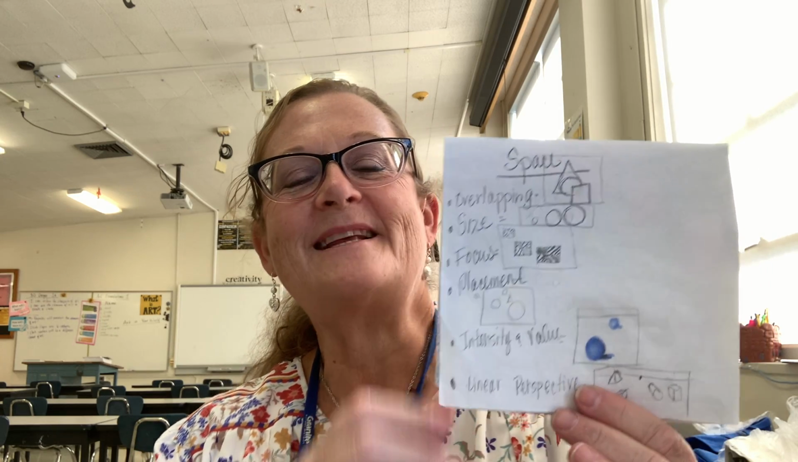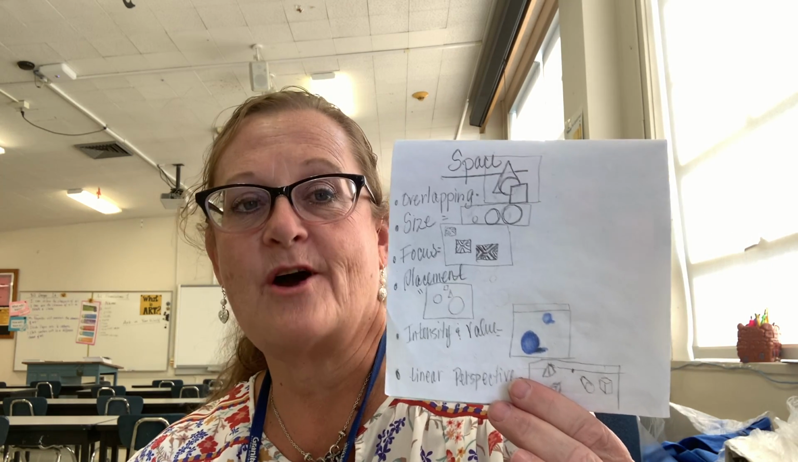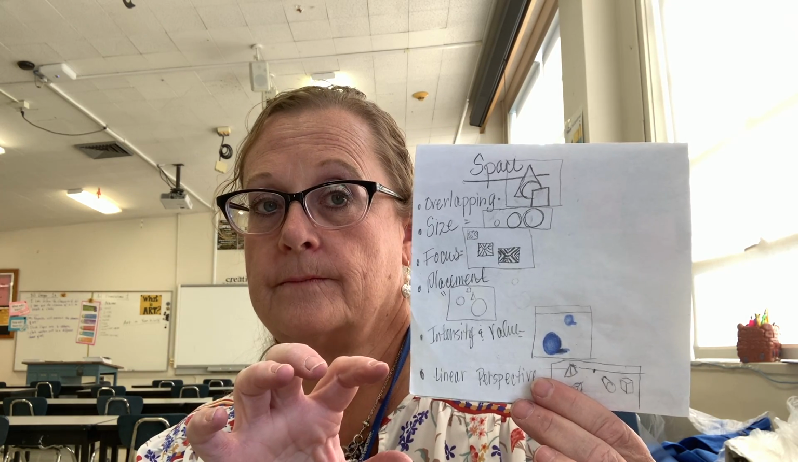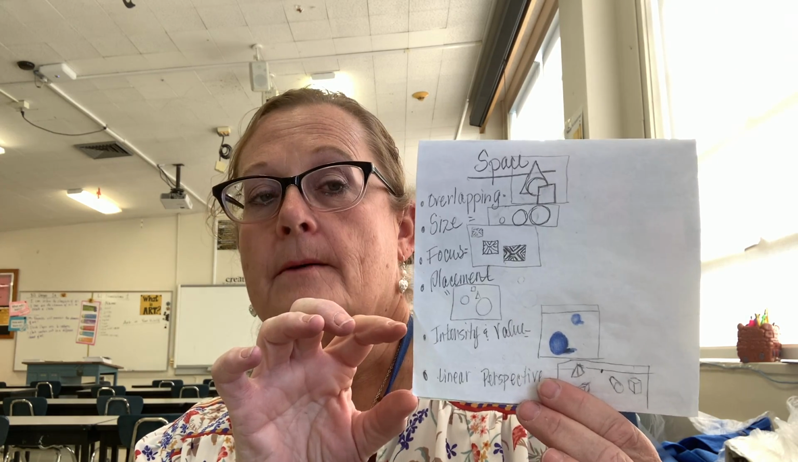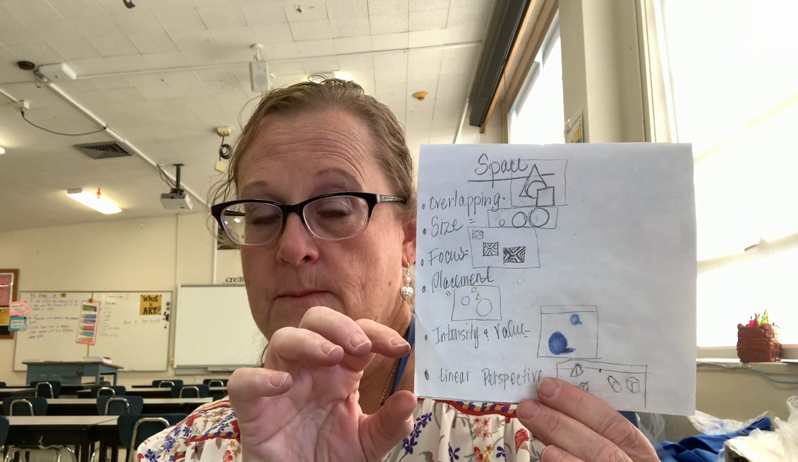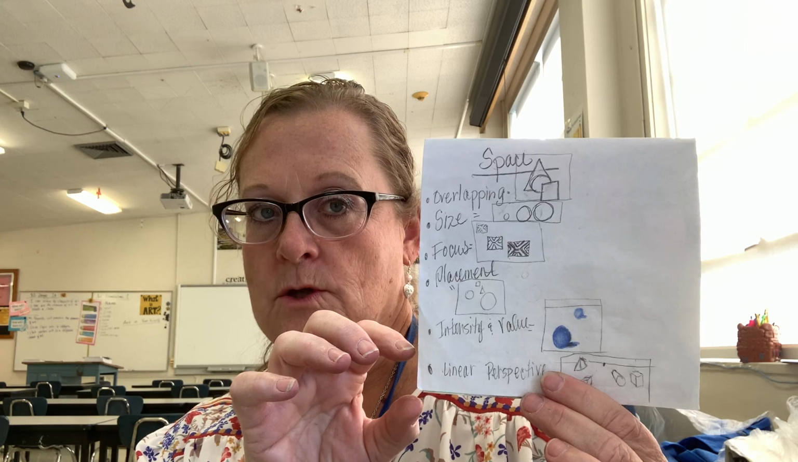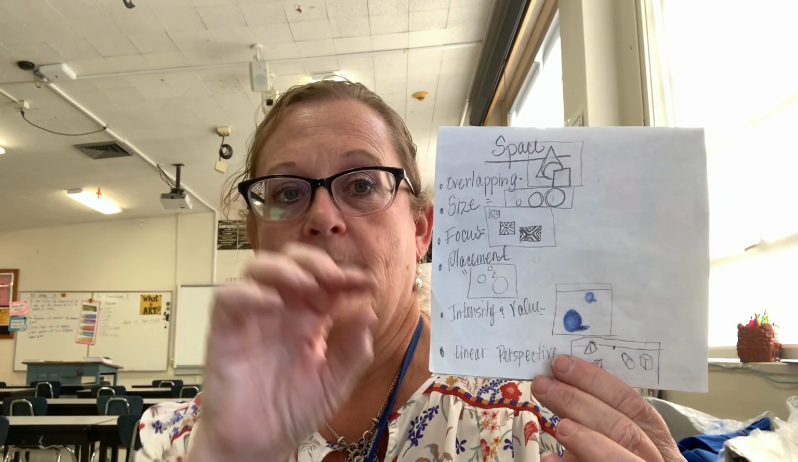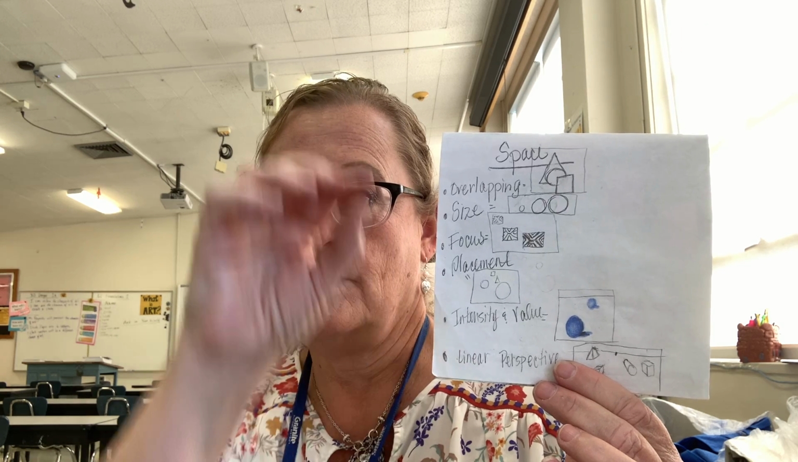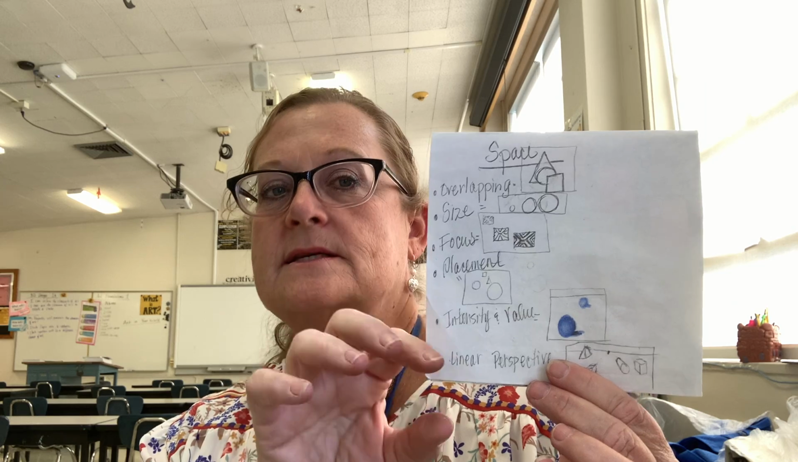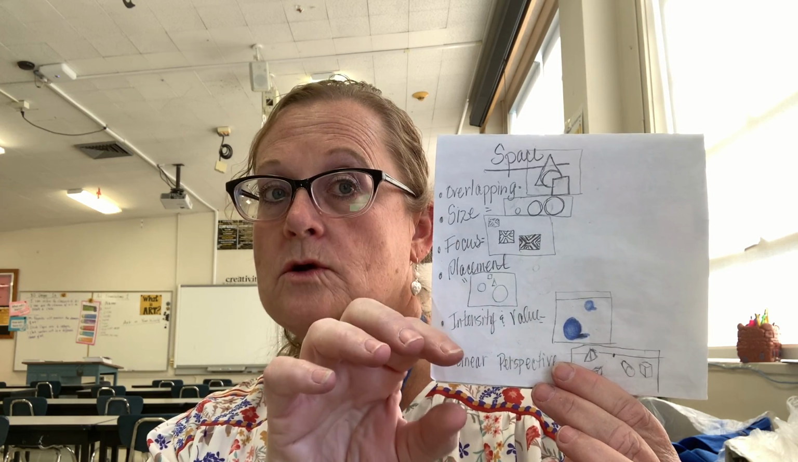Now the next one is placement. Placement is the way we place our shapes and objects on our pictures. If we put them lower on the paper, like my hand is lower, then it appears closer to you. So when it's low in the picture plane, it appears closer. When it's high up, it appears to be further away. It's the same thing with size: when it's big, it's closer. When it's small, it's further away.